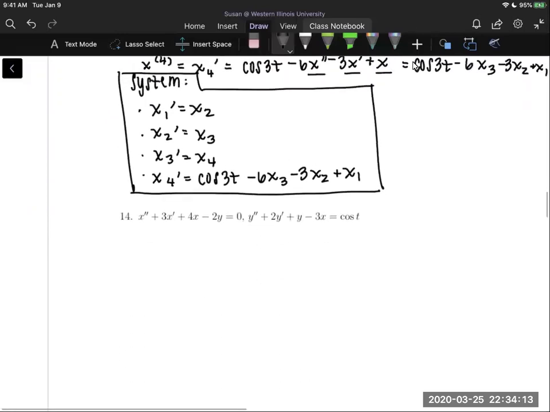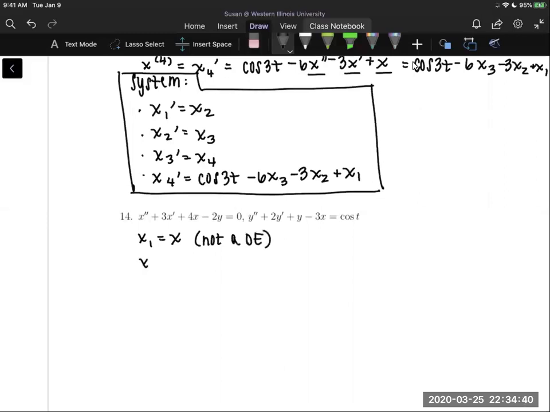All right, so 14 is an example where we're actually given a system of 2 second order DEs, and we want to rewrite this system of 2 second order DEs as a larger system of first order DEs. So we're going to start out the same as we did in the previous problem, where I'm going to define x1 to be x. And again, this is not a DE. Do not include it in your system.